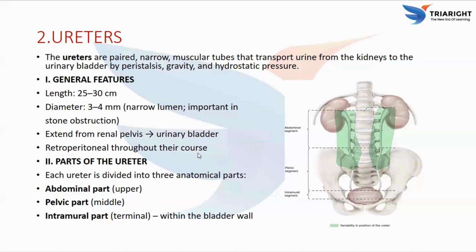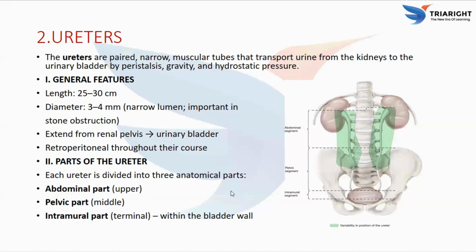Retroperitoneal throughout their course. This means it is located behind the peritoneum, which is a membrane in the abdomen. All the major urinary structures are retroperitoneal, which keeps them protected and stable in function. So these are the general features of the ureters. Next are the parts of the ureter. What are the parts of the ureter?